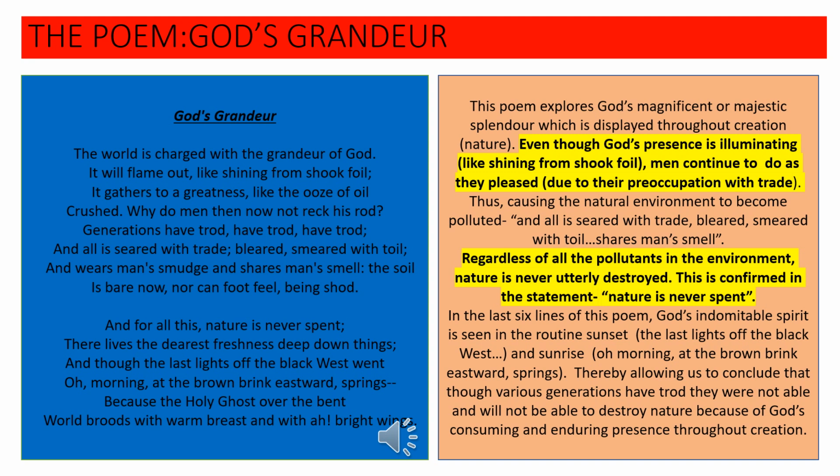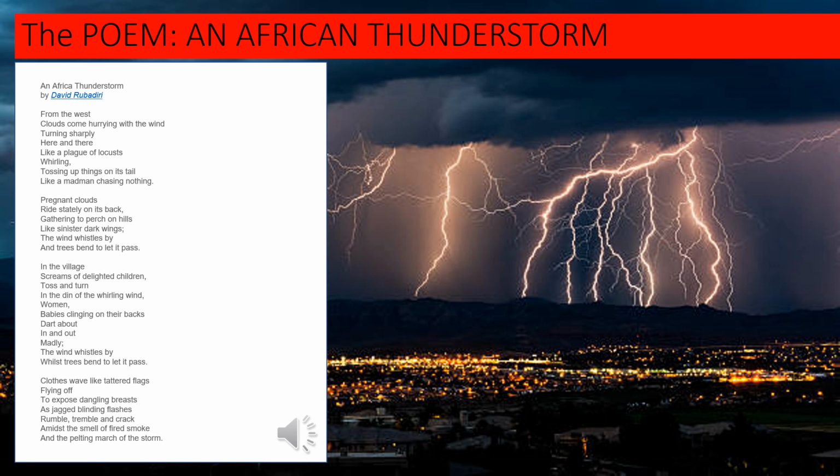Did you get that? From the west clouds come hurrying with the wind, turning sharply here and there, like a plague of locusts whirling, tossing up things on its tail like a madman chasing nothing. Pregnant clouds ride stately on its back, gathering to perch on hills like sinister dark wings. The wind whistles by, and trees bend to let it pass.